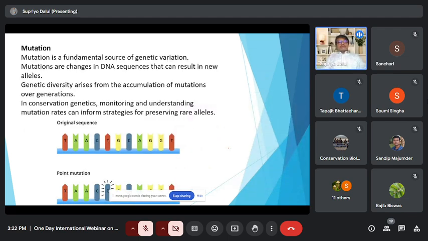Then there's this concept of mutation. The second concept of Hardy-Weinberg equilibrium theory is mutation. So mutation is a fundamental source of genetic variation. Mutations are changes in DNA sequences that can result in new alleles. So mutation is something that is very constant. Hardy-Weinberg equilibrium says that there should be no mutation in a population, but mutation is something which is always happening in all the animal world. So stopping mutation is impossible.